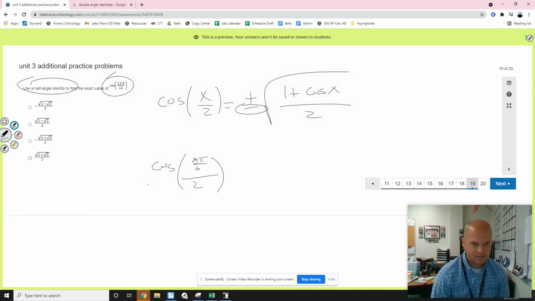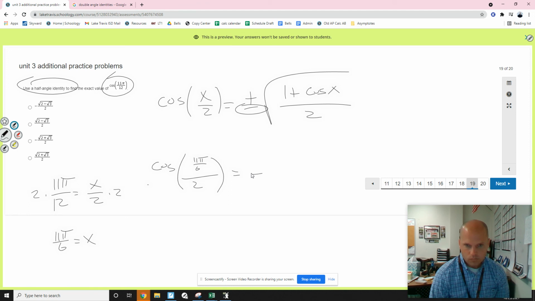Okay? Now, 11 pi over 12 is the same as 11 pi over 6 divided by 2. How did I figure that out? It's like 11 pi over 12 equals x over 2. Multiply both sides by 2. And then you got 22 pi over 12, or you have 11 pi over 6. So, using this, I want 1 plus the cosine of 11 pi over 6.